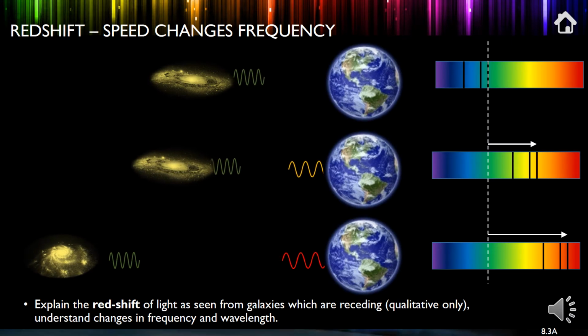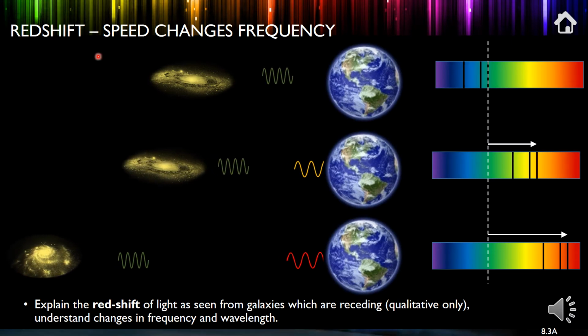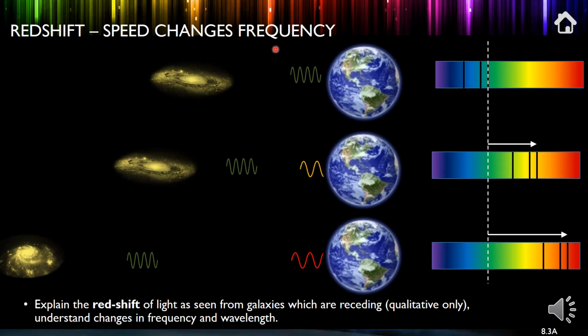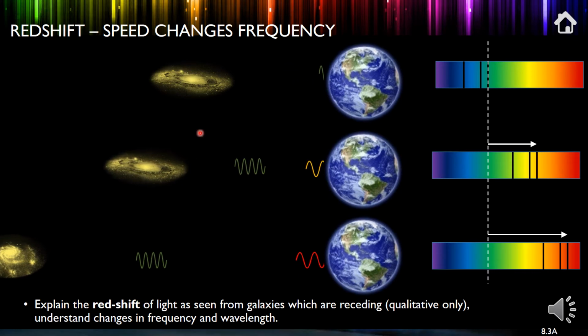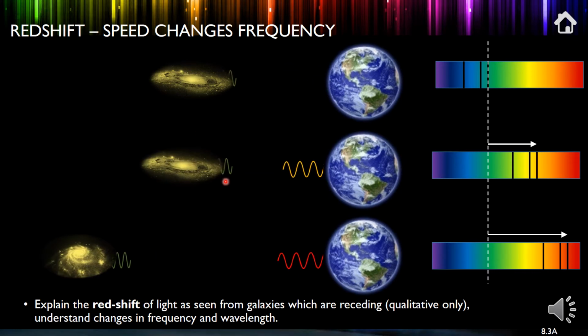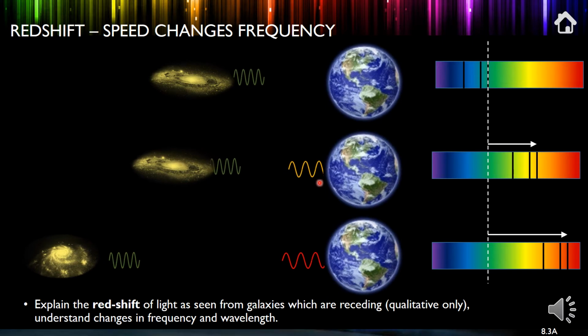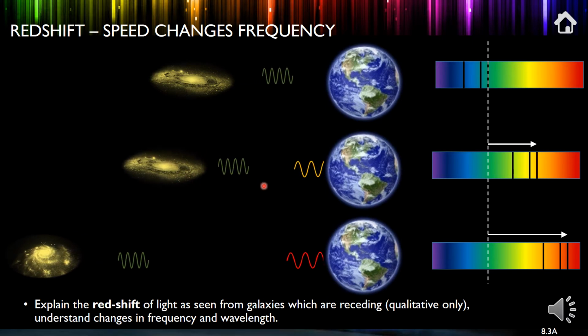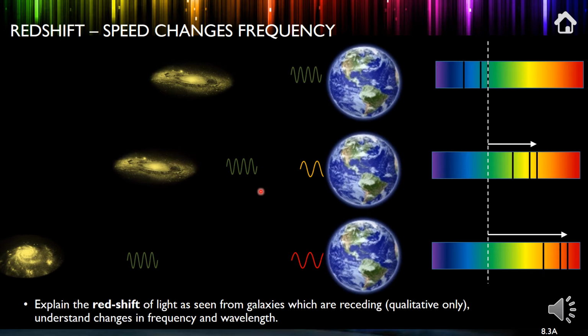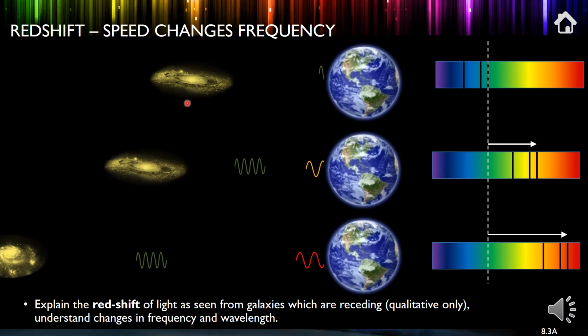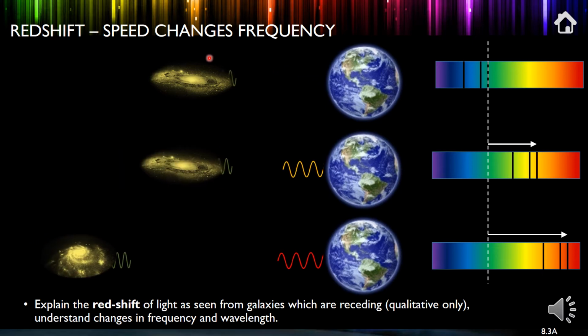So what is redshift? Well, the key idea is that speed changes frequency. So the faster you move, the more you change the frequency. Now this is because of the movement of the galaxy, but also because space is stretching. But the key idea, as I say, to repeat, is speed changes frequency.